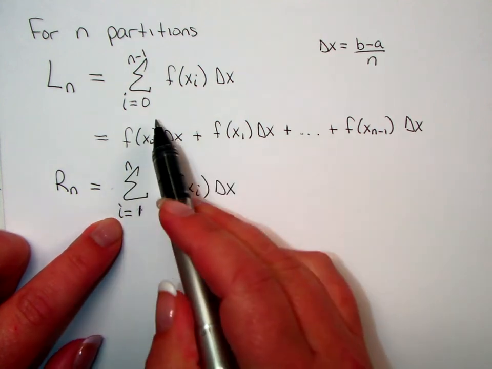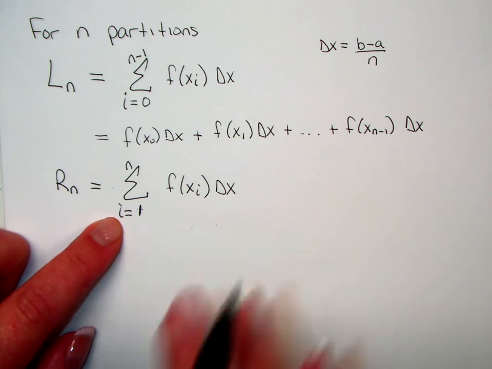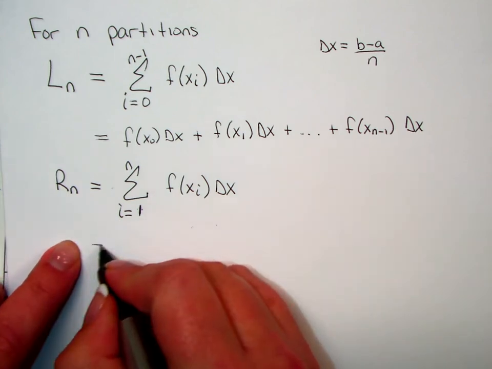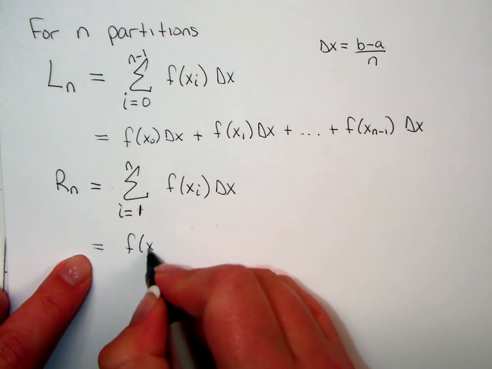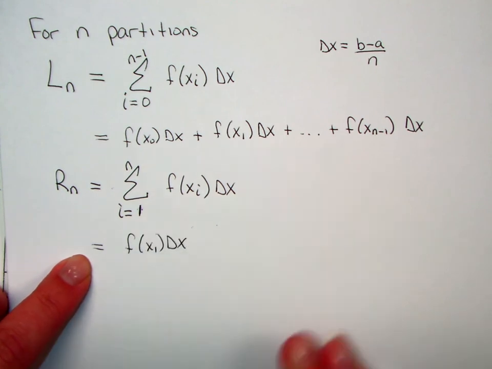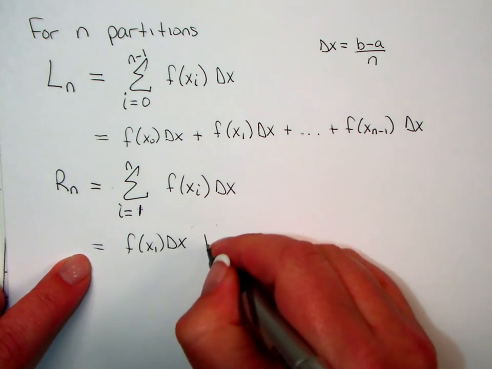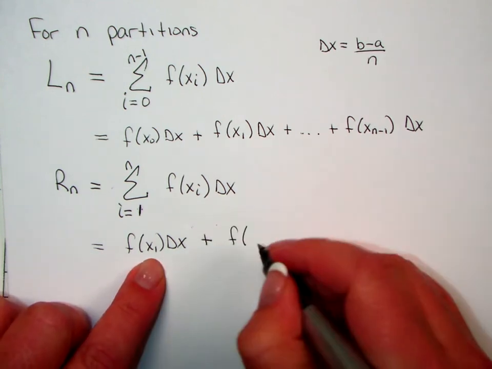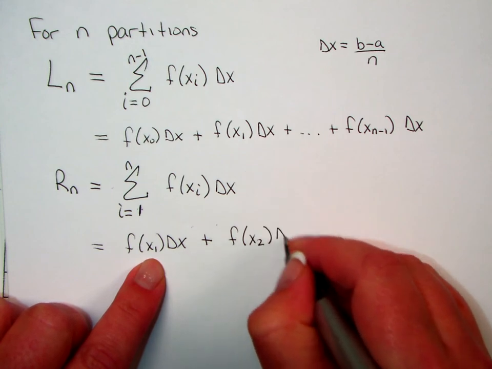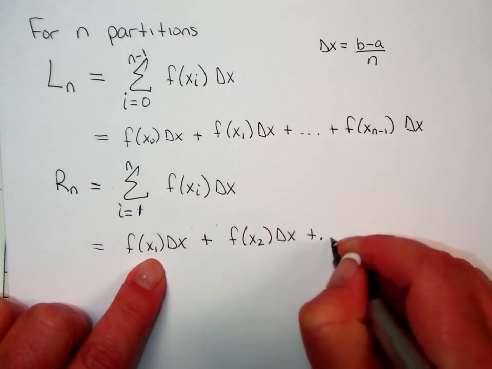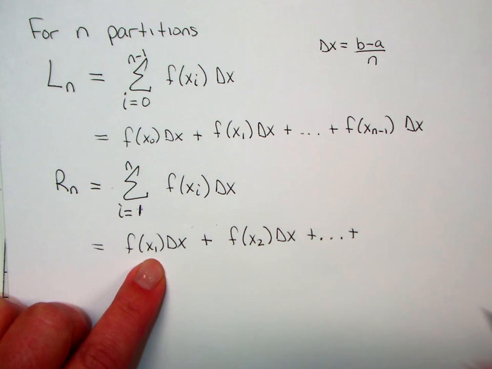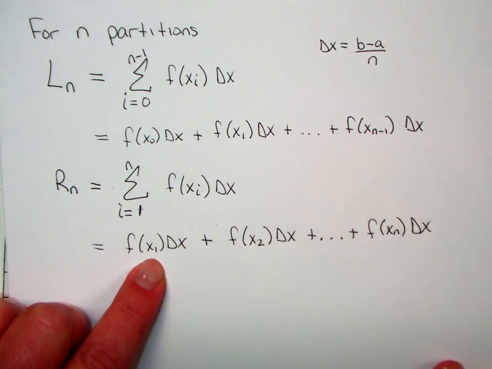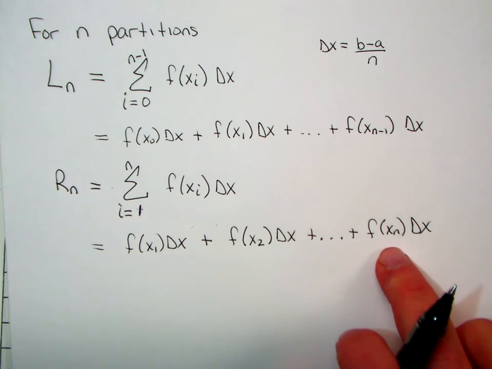So it starts 1 later and ends 1 later, but we're still going to have n rectangles or n partitions here. So we would do f of x of 1 times delta x. There's our first term of the summation. And then we're going to add that to the next term, which means we're going to increase that index by 1. And we're going to keep doing that until we get to our nth partition. And so we'll do our nth rectangle times delta x.